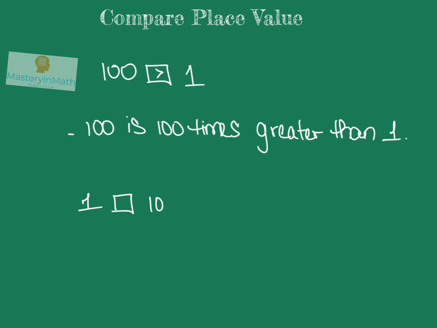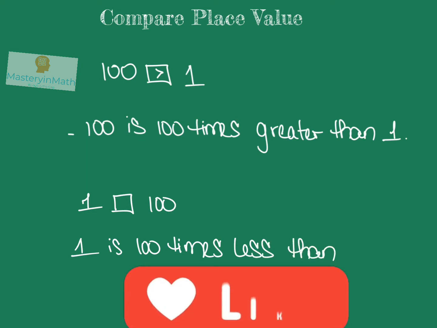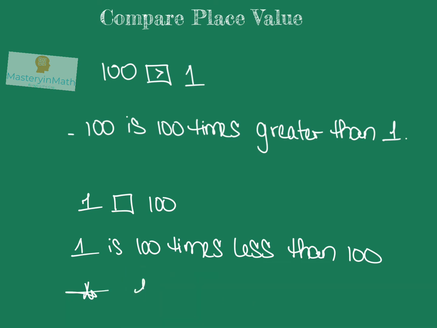We're going to ask ourselves, 1 is how many times greater or how many times less than 100? And we can say, because of our place value, that 1 is 100 times less than 100. And there's a way that we can write that. Instead of saying 100 times less, we can write it as a fraction by putting 1 over 100. Then we can say that 1 is 1/100 of 100. That's how we would show less as a fraction.